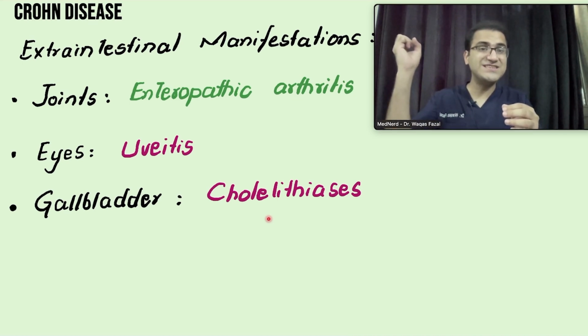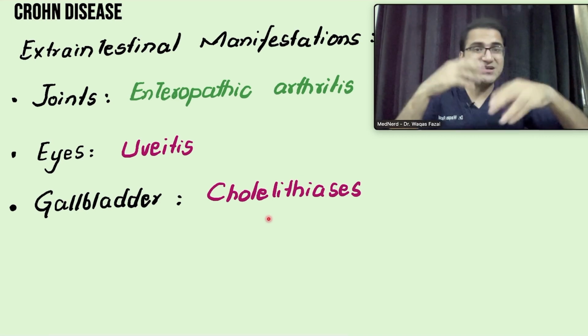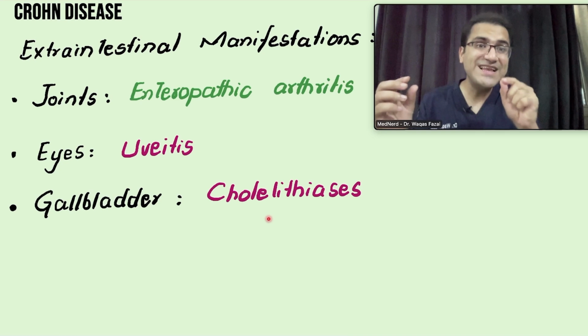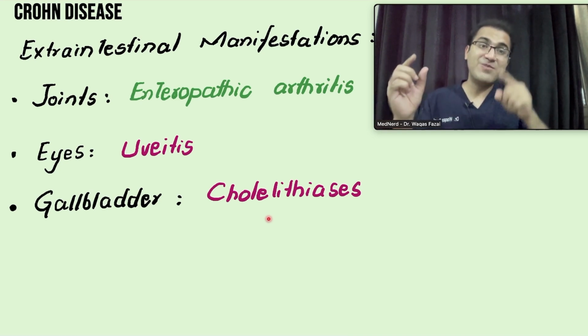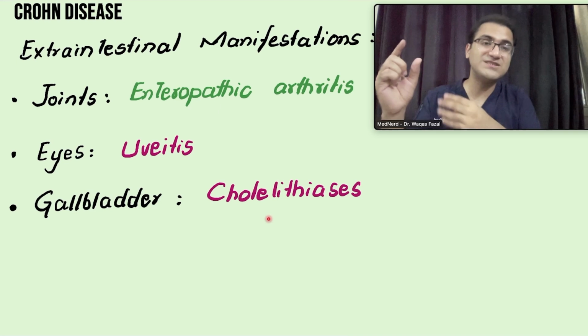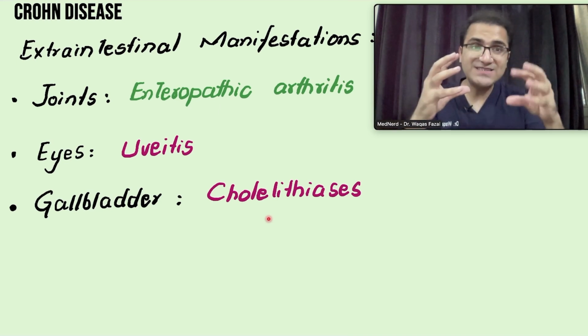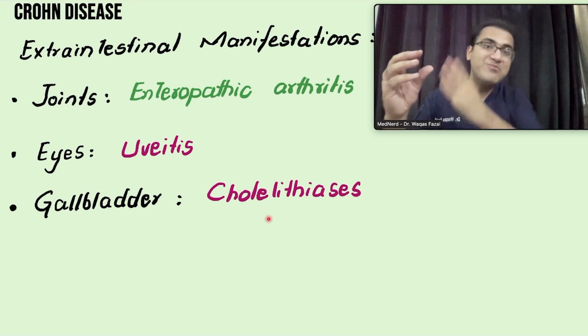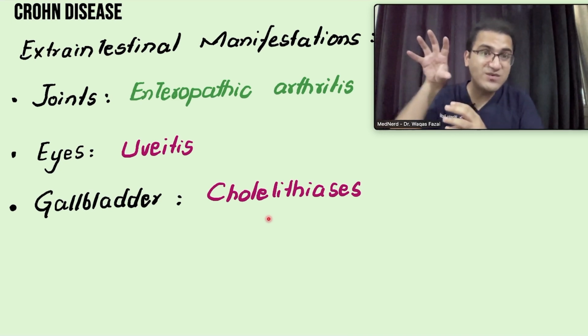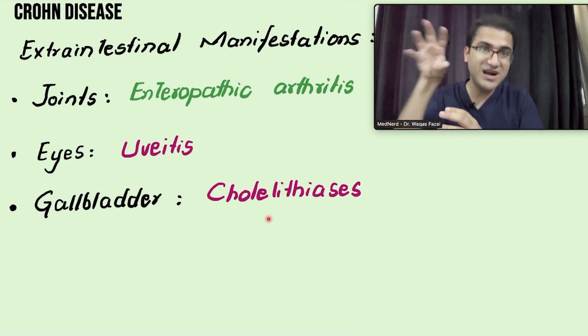Normally, the gallbladder secretes bile acid. Those bile acids emulsify the fats, and then they are reabsorbed back through the ileum, through the small intestine. But the ileum is inflamed in Crohn's disease. When the ileum is inflamed in Crohn's disease, those bile acids cannot be taken back, cannot be recycled back to the gallbladder. Therefore, there is deficiency of bile acids in the gallbladder.